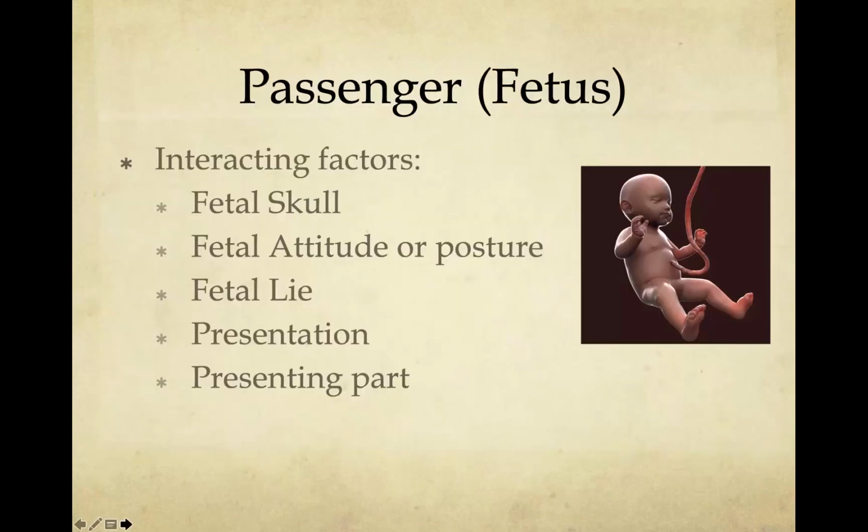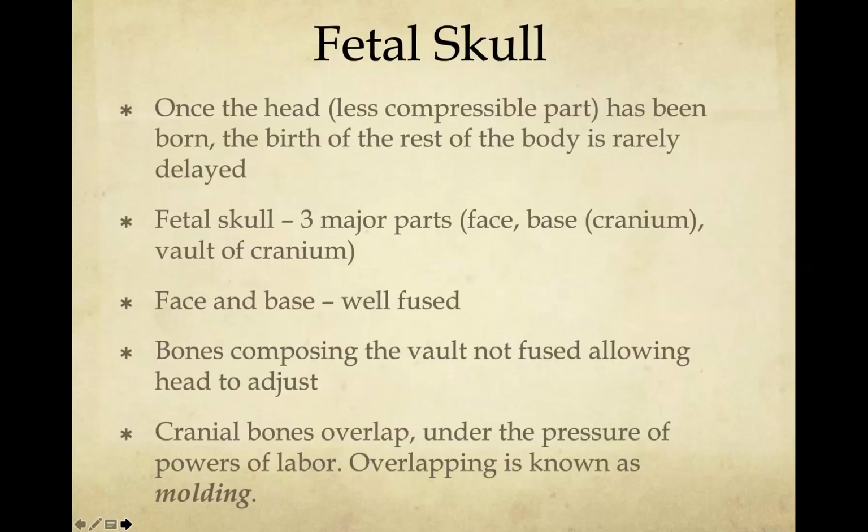Passenger is the fetus. You're looking at interacting factors: the skull, attitude, fetal lie, presentation, and presenting part. Your fetal skull has 3 major parts. It has the face, the base, and the cranium. It has the ability to mold or overlap, which allows the baby to be able to come through the birth canal.